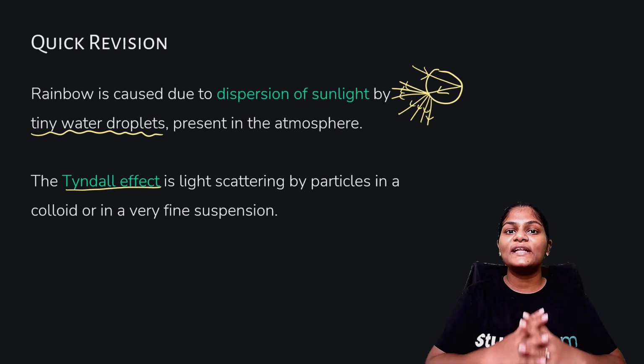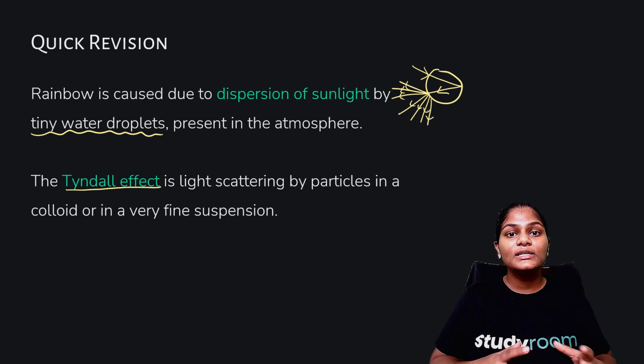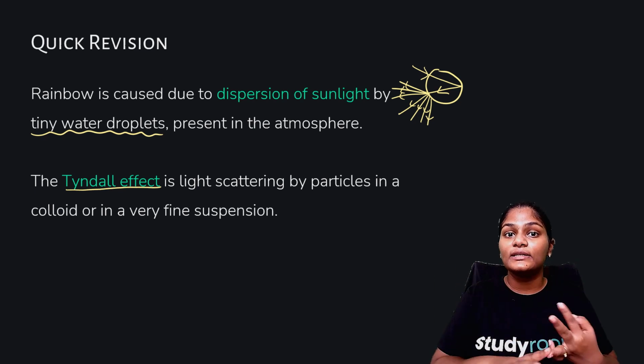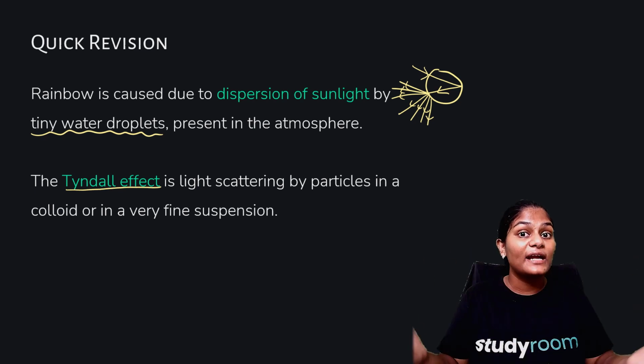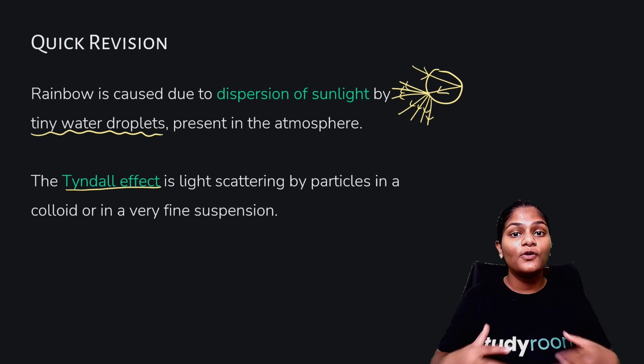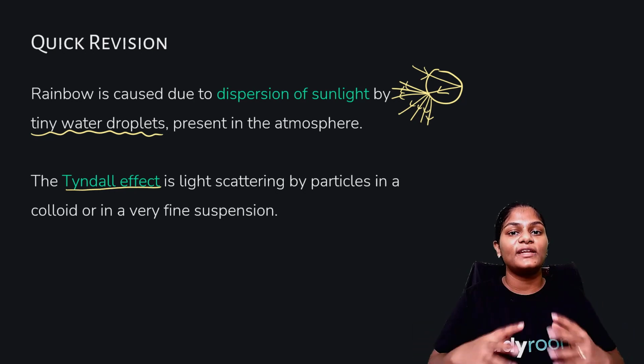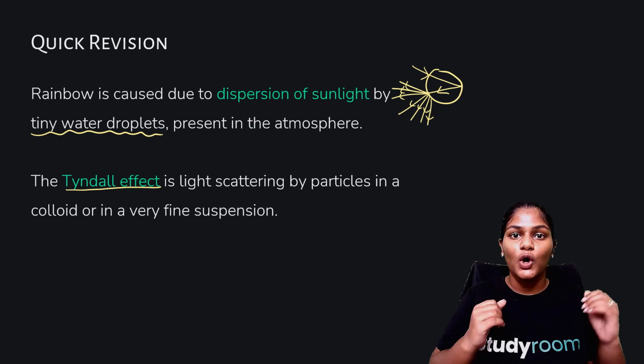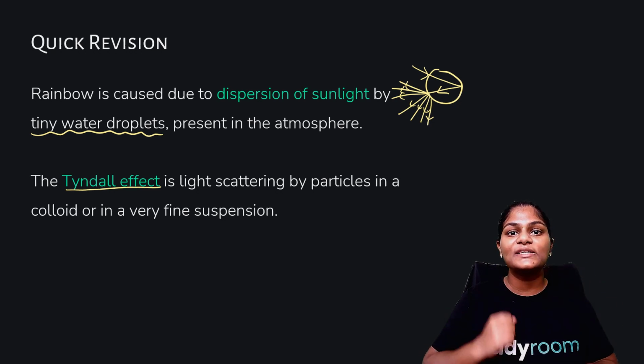Okay, students, so that's it for this chapter. We learned about the structure of the eye, defects in the eye, Tyndall effect, scattering, dispersion, atmospheric refraction, all of the beautiful concepts and very important concepts in physics. So make sure that you revise all of them, you brush up on all your topics, and you're confident with everything you are studying.